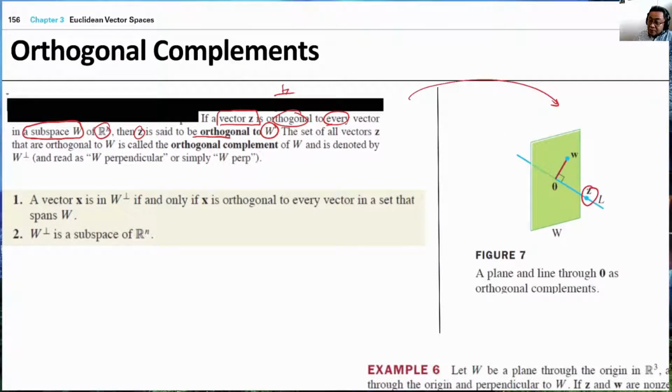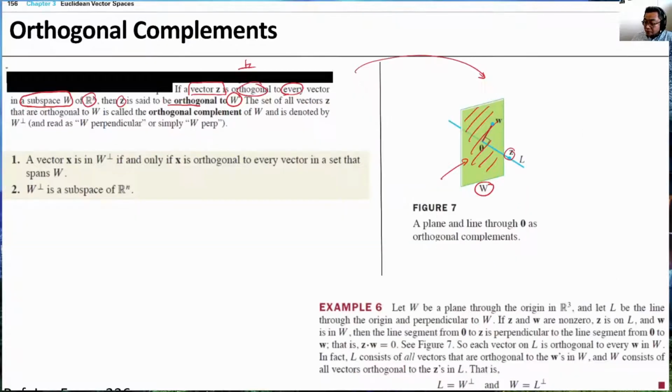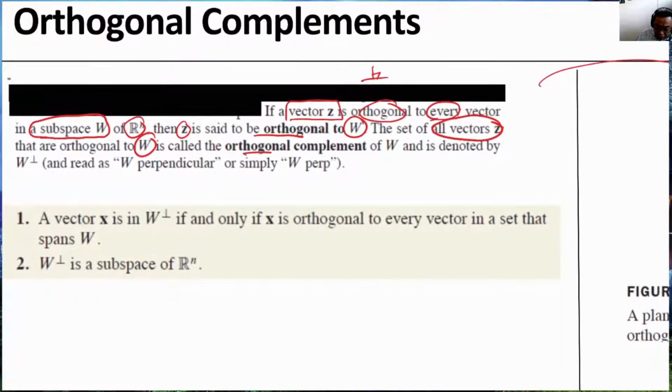We have a vector z along a line L. Z belongs to the space of L. We have W, which is this space over here. Z is perpendicular to any vectors on this space. The set of all vectors Z that are orthogonal to W is called the orthogonal complement of W, or simply W perpendicular or W perp.